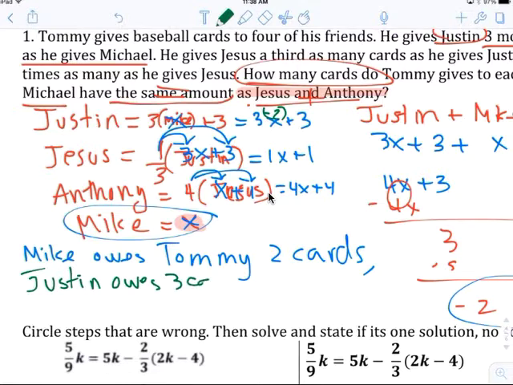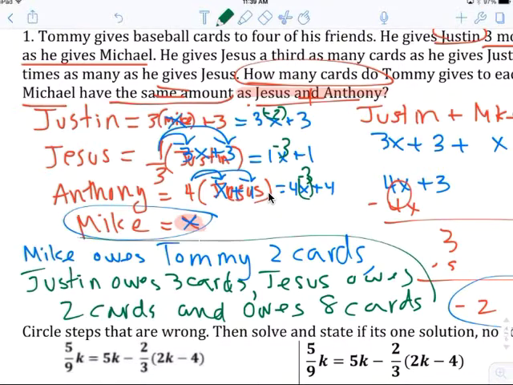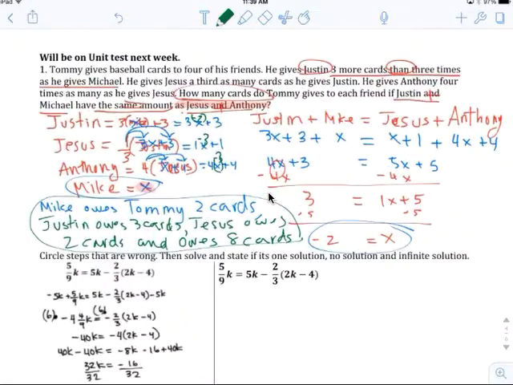Jesus owes 2 cards. And Anthony owes a lot. Times a -3 minus, that's a -12 plus 4 is a -8. Okay? Alright.